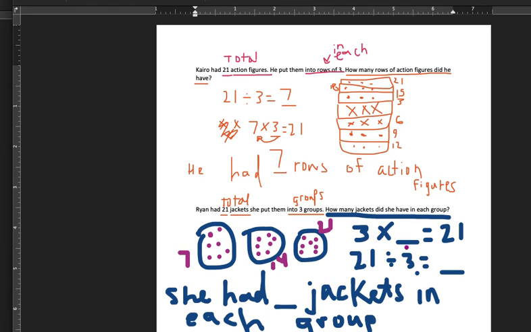So in each group, I had 7. 3 times 7 equals 21. 21 divided by 3 equals 7. So that means she had 7 jackets in each group.